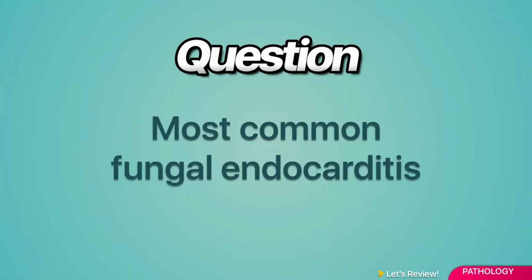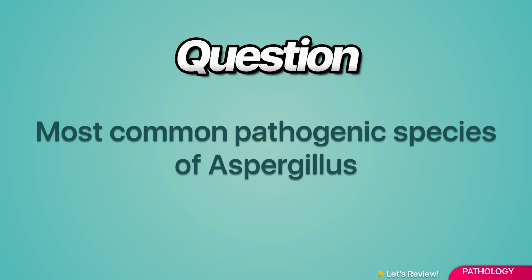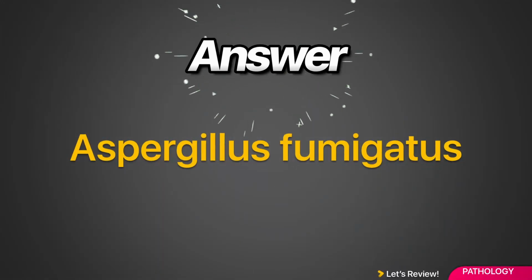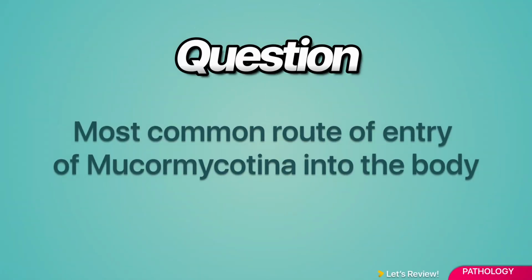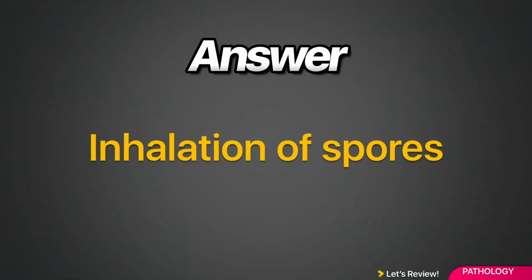Most common fungal endocarditis. Candida endocarditis. Most common pathogenic species of Aspergillus. Aspergillus fumigatus. Most common route of entry of mucormycotina into the body. Inhalation of spores.